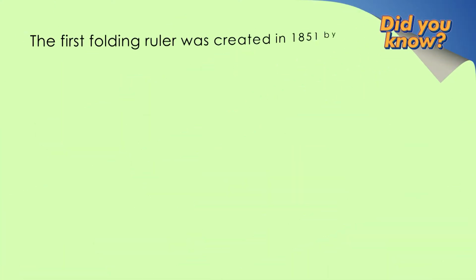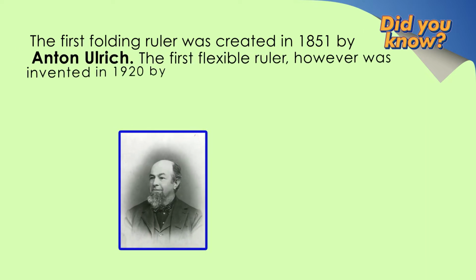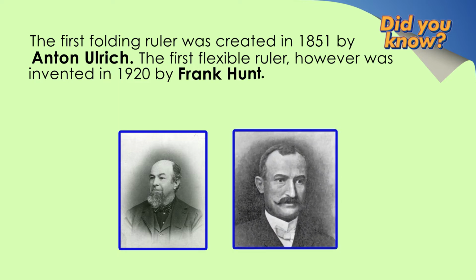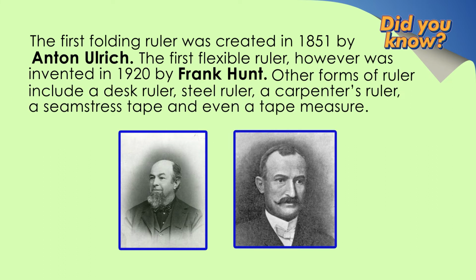The first folding ruler was created in 1851 by Anton Ulrich. The first flexible ruler, however, was invented in 1902 by Frank Hunt. Other forms of rulers include a desk ruler, a steel ruler, a carpenter's ruler, a seamstress tape, and even a tape measure.